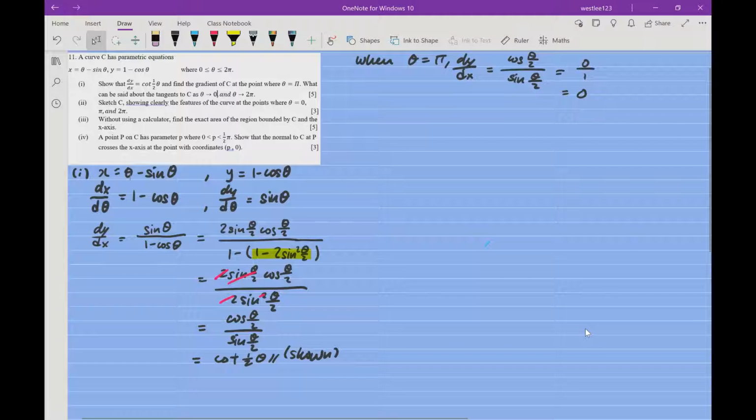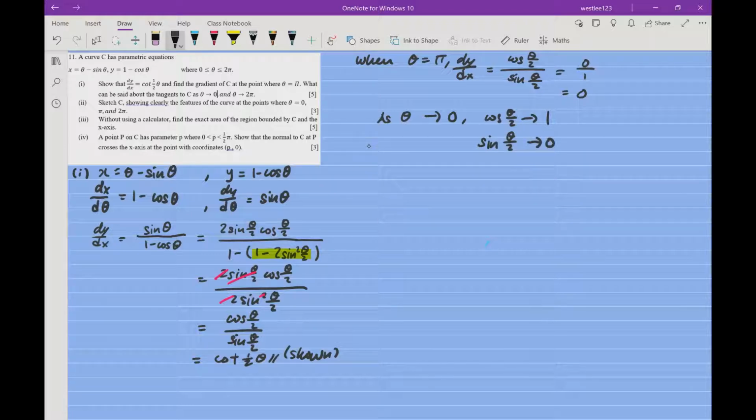Okay. Let's look at the second part of part 1. What can be said about the tangent to C as theta tends to 0 and theta tends to 2 pi? So let's look at them one by one. As theta tends to 0, the numerator cosine theta over 2 tends to 1. All right, your sine theta over 2 denominator tends to 0. So your dy dx, you can think of it casually as 1 over 0. It tends to infinity because anything divided by 0 will be undefined.